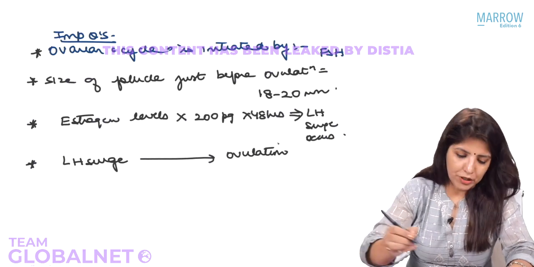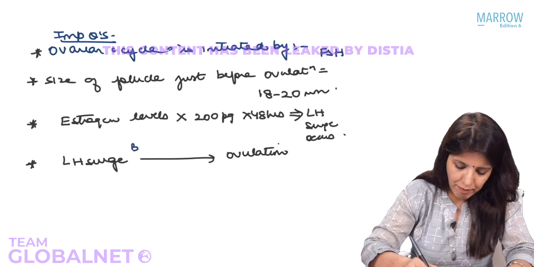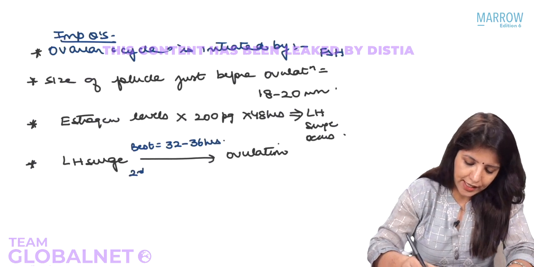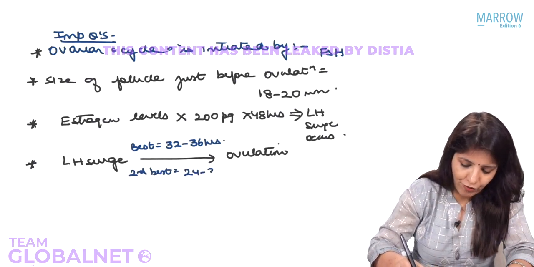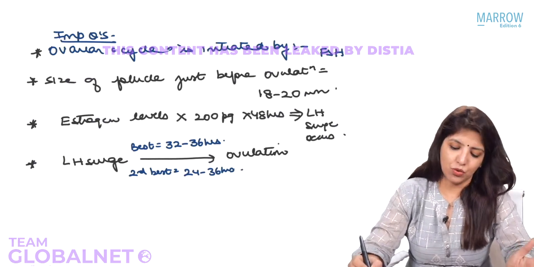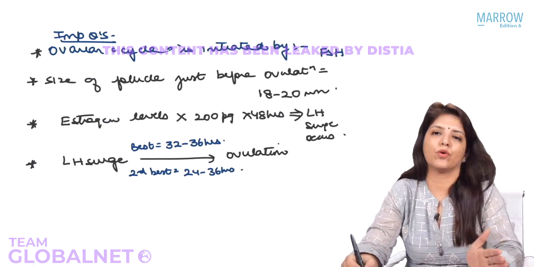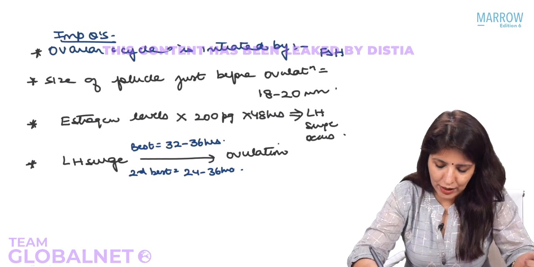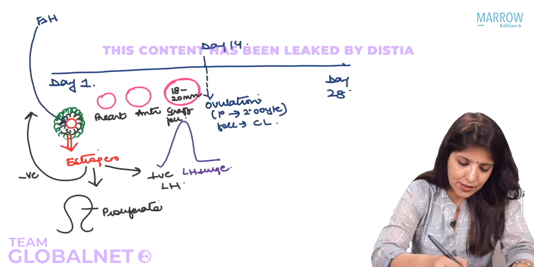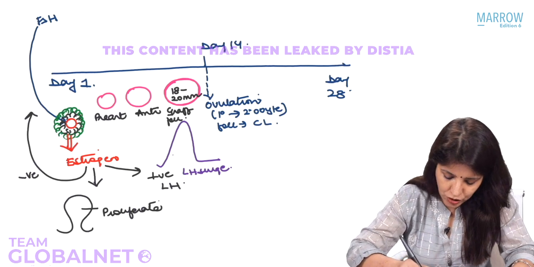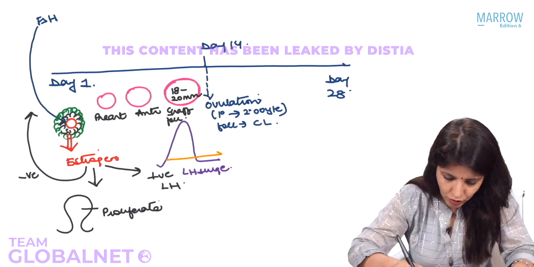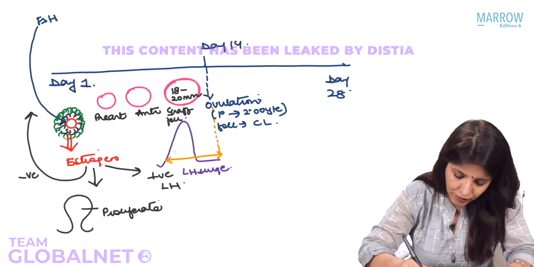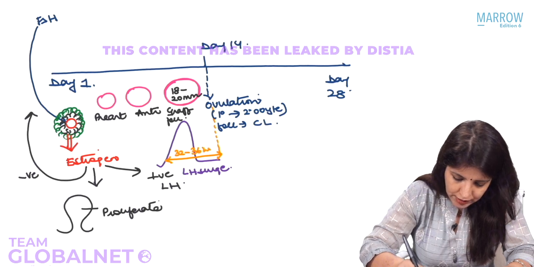Now, the time interval between LH surge and ovulation, the best answer is 32 to 36 hours. And the second best answer is 24 to 36 hours. If 32 to 36 hours is not given, then you are going to say 24 to 36 hours. Right? Now, I want you to go back to your line diagram. Look here. LH surge means we are talking about time interval starting from here and going up till here. Right? This was the place where LH surge had begun. And this time interval is 32 to 36 hours.